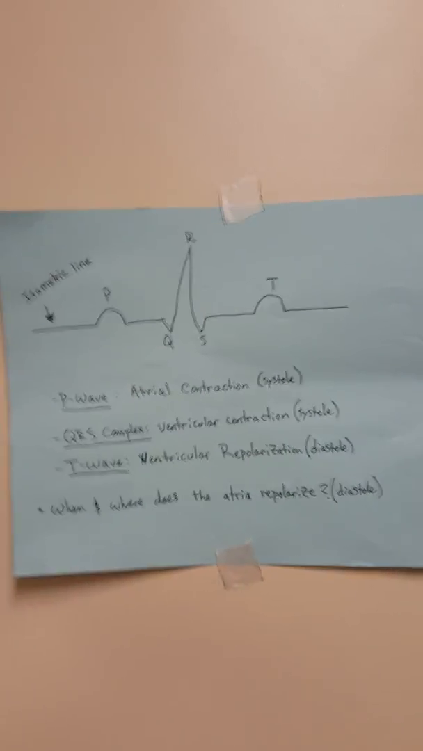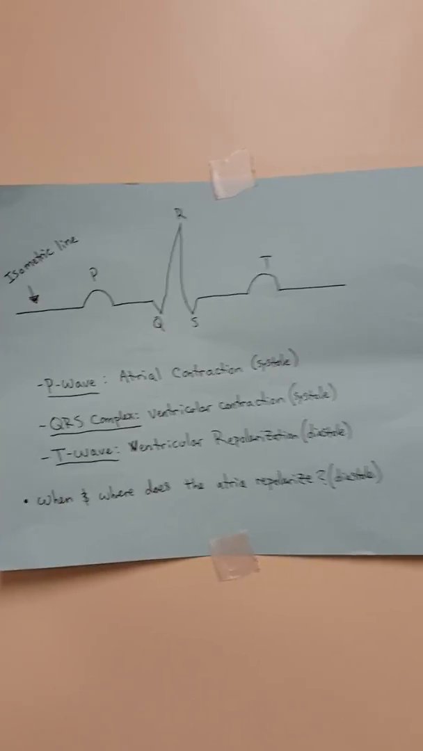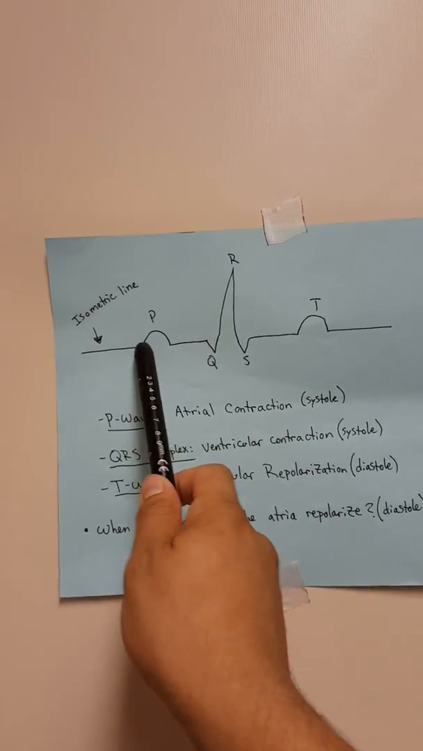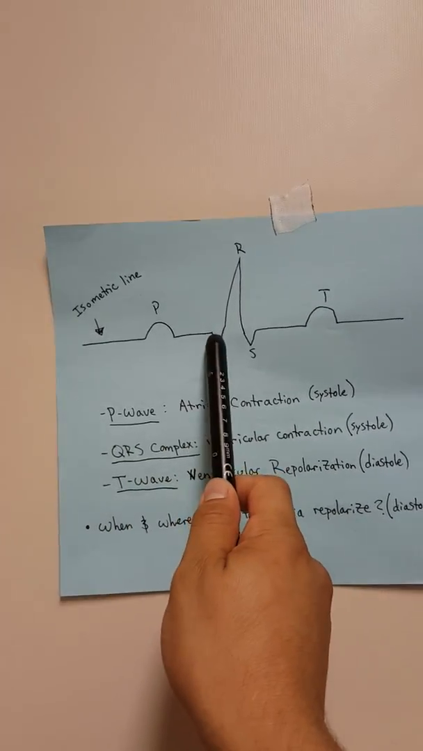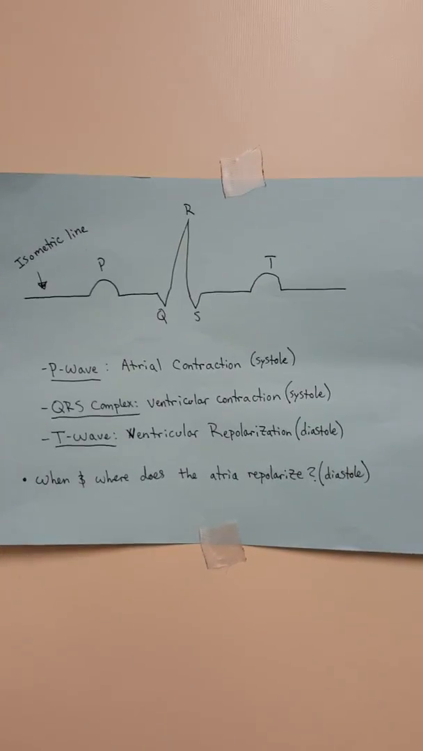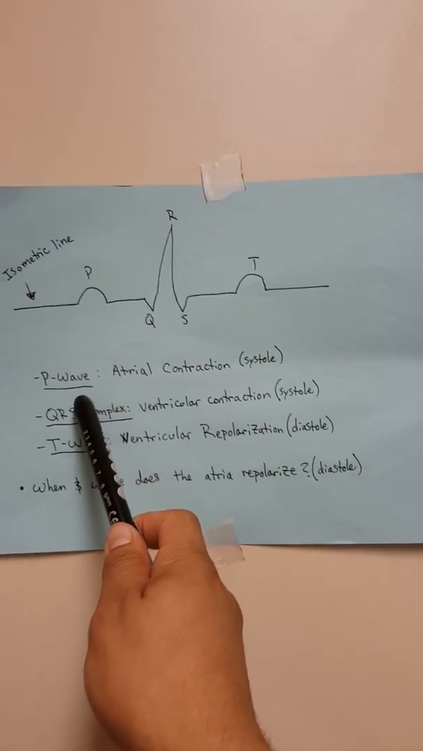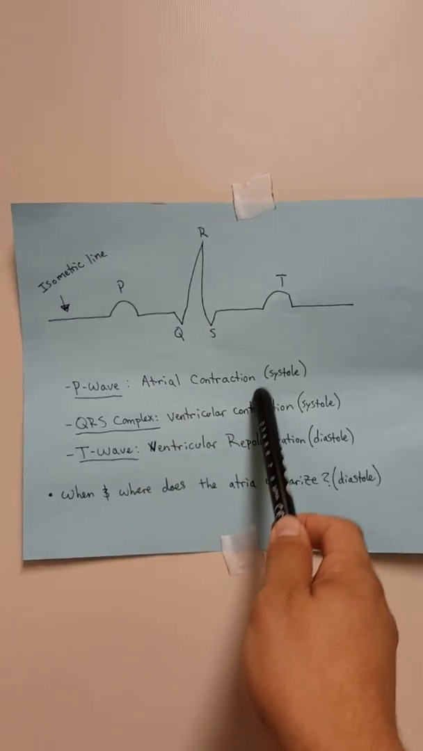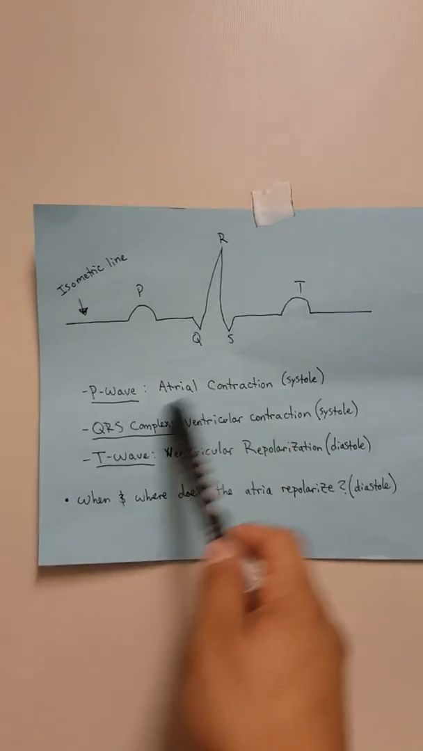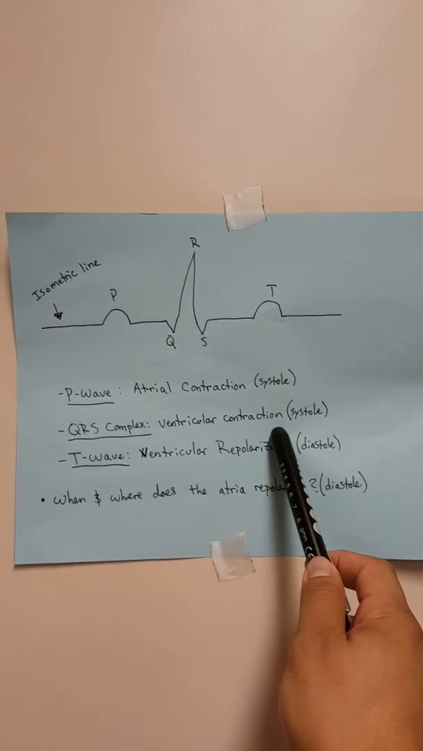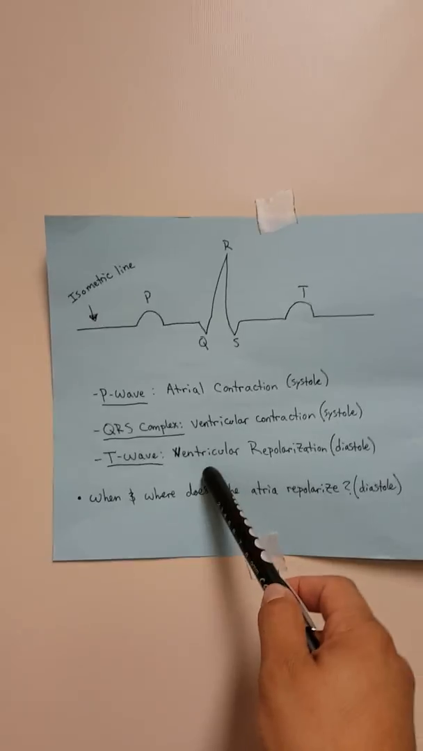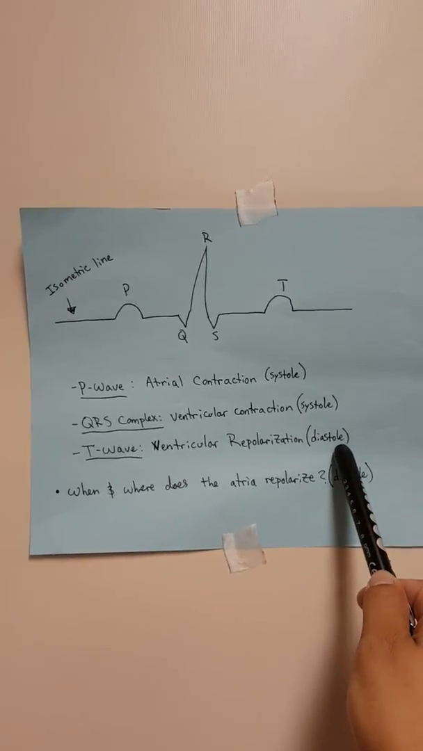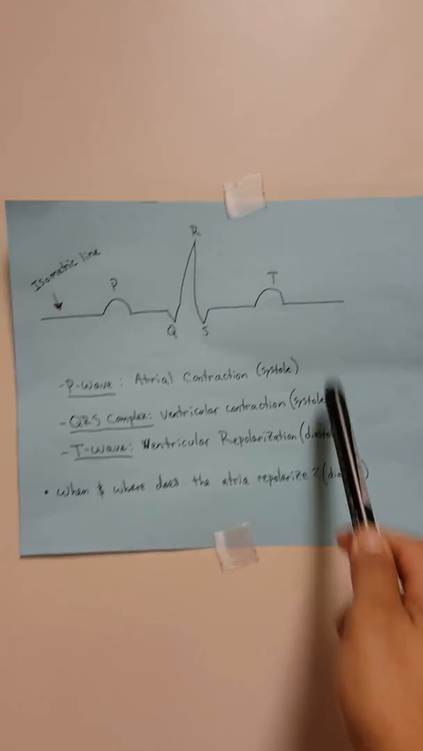Here is a normal EKG line. It's a P wave, QRS complex, and a T wave. This here is the isoelectric line. So just to help understand and get a better picture, the P wave here is when the atria contract. That's systole, contraction. The QRS complex is the ventricular contraction. That's systole, contraction again. The T wave here indicates ventricular repolarization, diastole. So the ventricles are at rest.